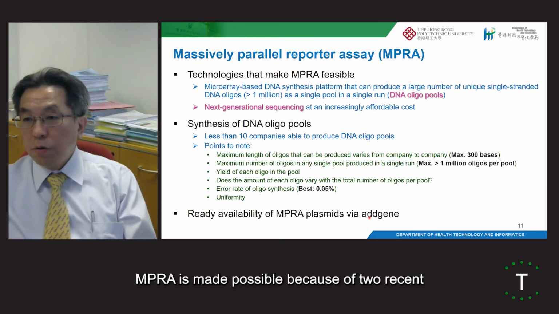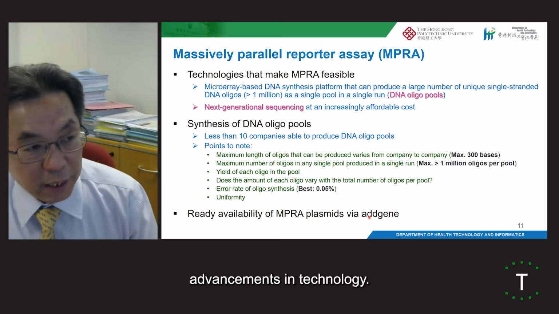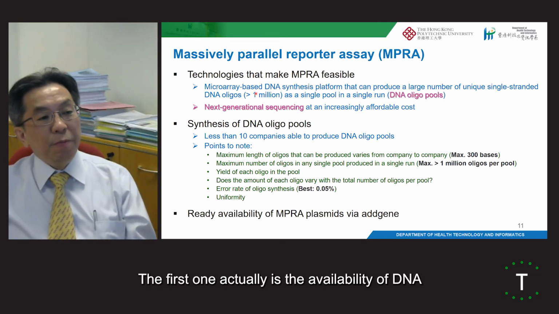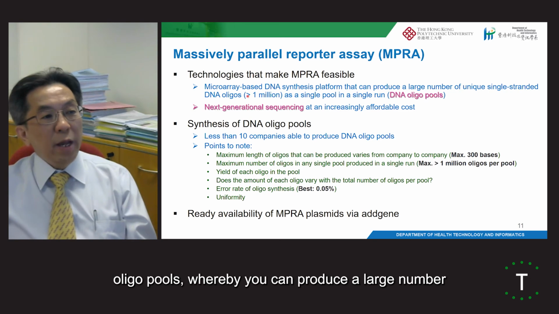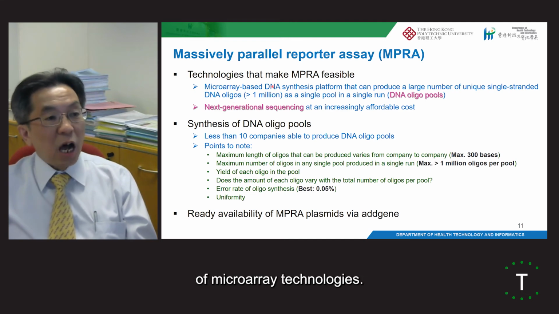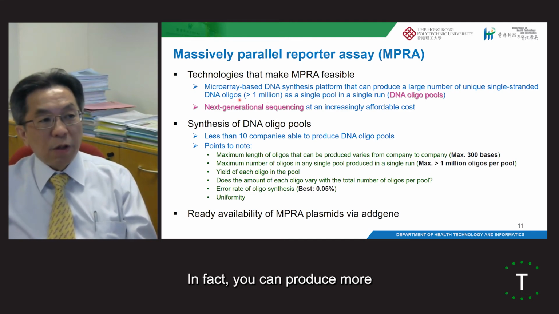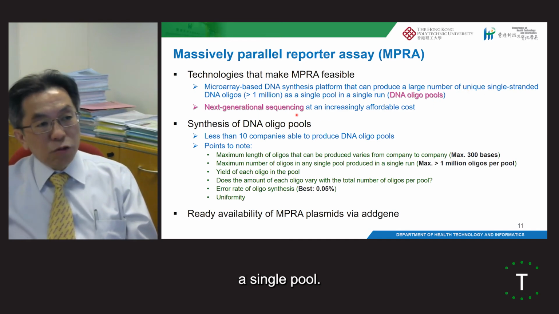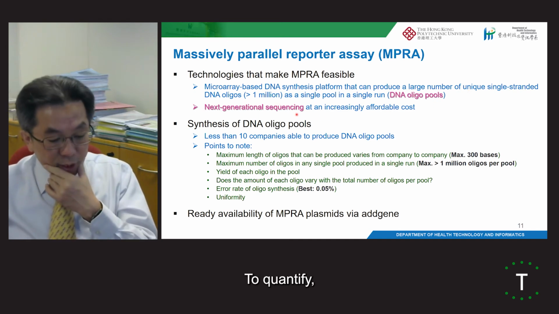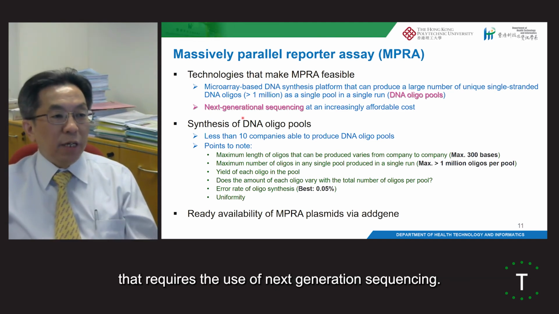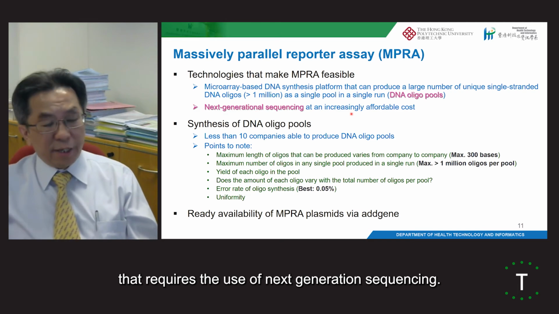MPRA is made possible because of 2 recent advancements in technology. The first one is the availability of DNA oligo pools, whereby you can produce a large number of unique single-stranded oligos by means of microarray technologies. In fact, you can produce more than 1 million unique single-stranded DNAs in a single pool. To quantify the expression for many different barcodes at the same time requires the use of next-generation sequencing.